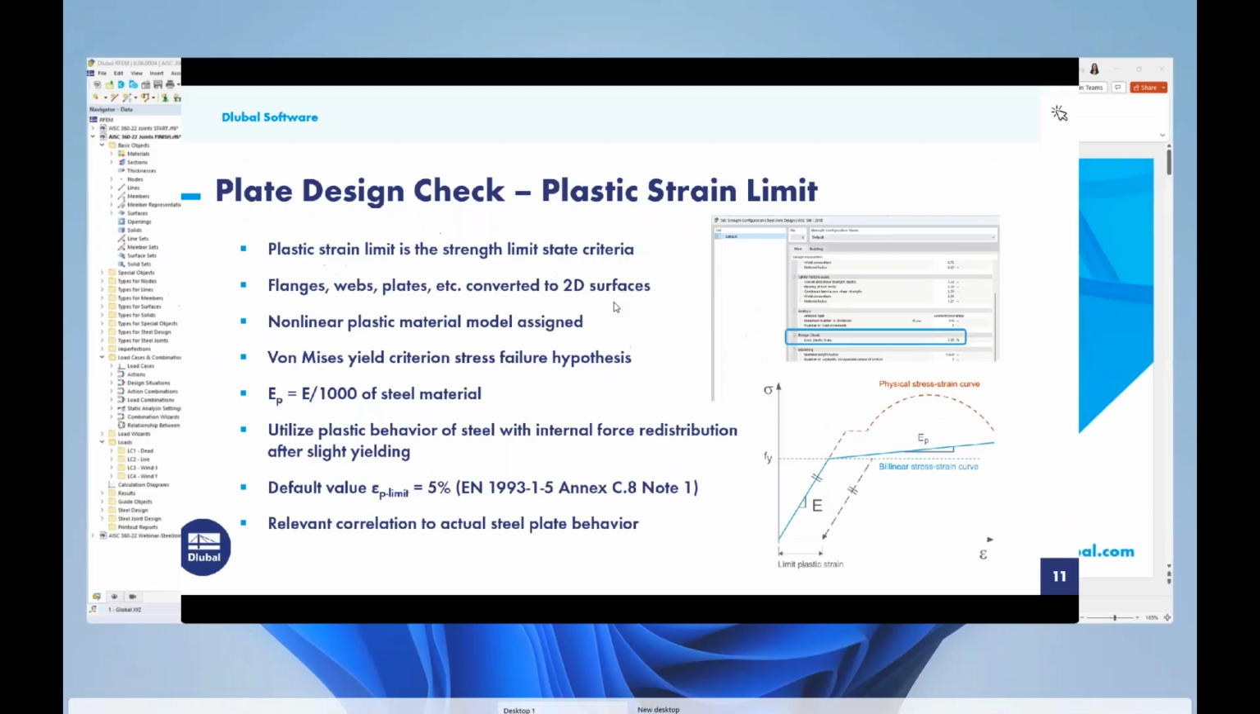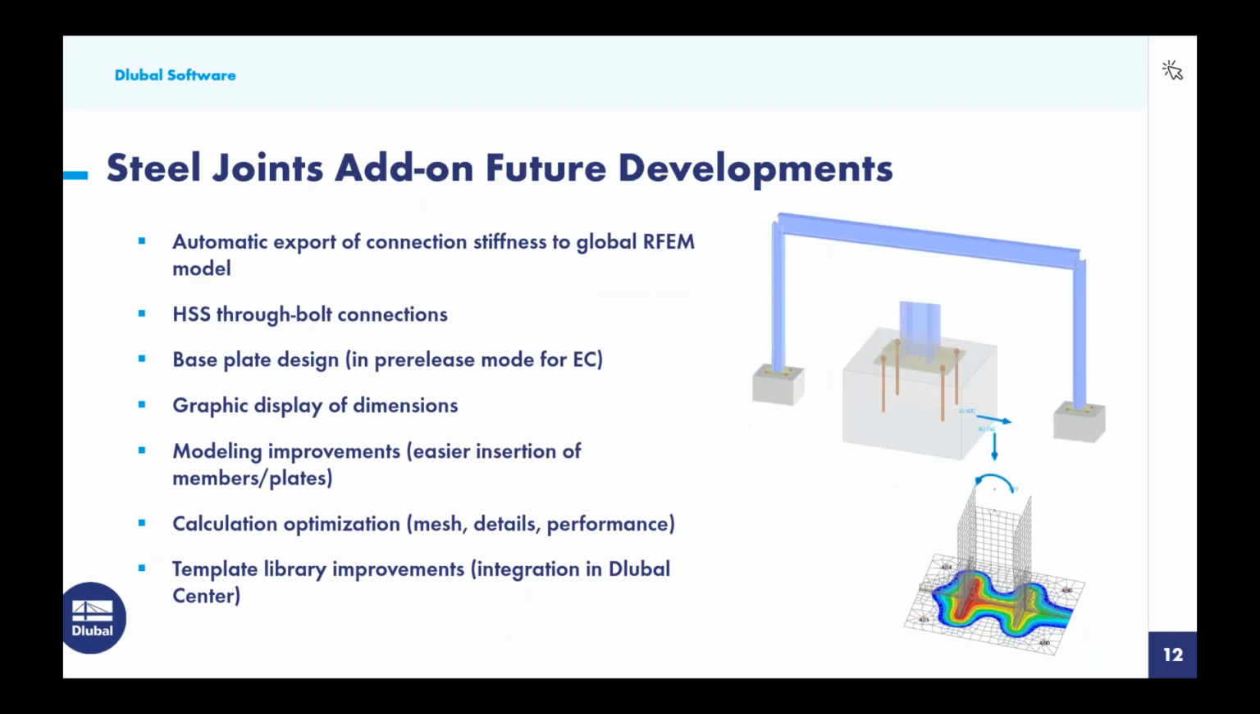All right, so let us go back to the PowerPoint to conclude today. I do want to end on a few future developments that we plan to implement in the near future. So these aren't necessarily longer term developments, but ones that you should see in the very near future. The first, as I mentioned multiple times, is the automatic export of that connection stiffness to the global RFEM model. But we're also working on AISC, HSS through bolt connections, as well as AISC base plate design.